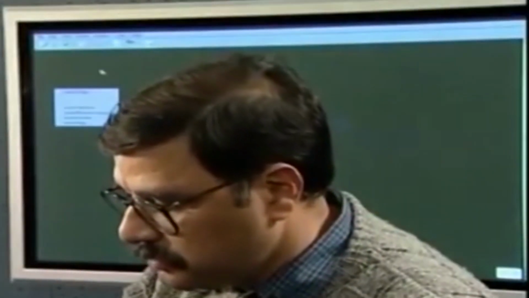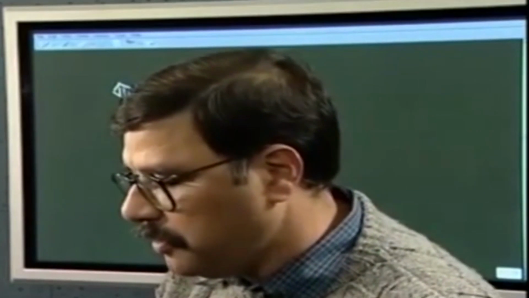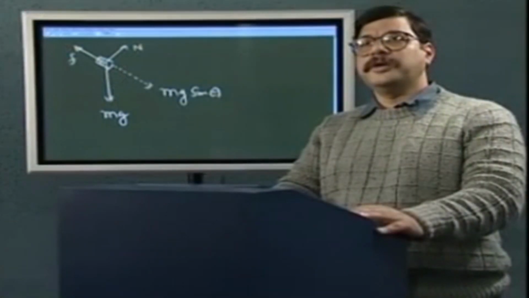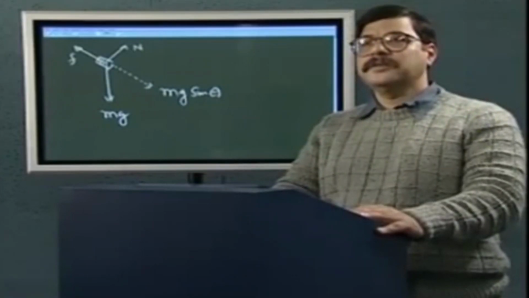This body has weight mg, n, friction F, and this component of mg is pulling it down, which is mg sine theta. As I increase theta, mg sine theta goes up, so the body is being pulled down by a larger and larger force. When it surpasses the maximum possible frictional force, it will start sliding down. Let us see what the maximum possible frictional force is.